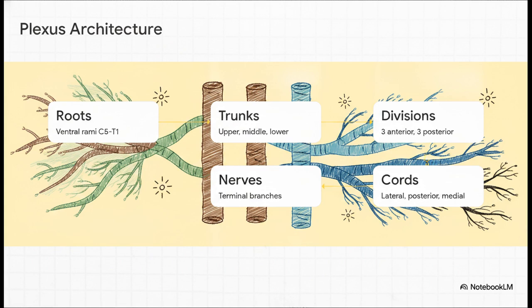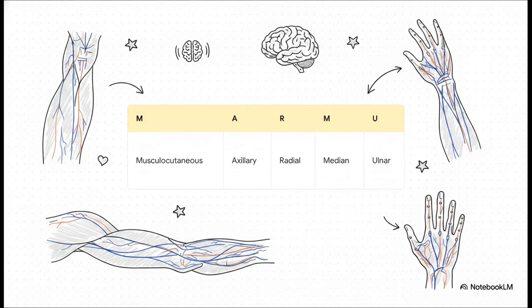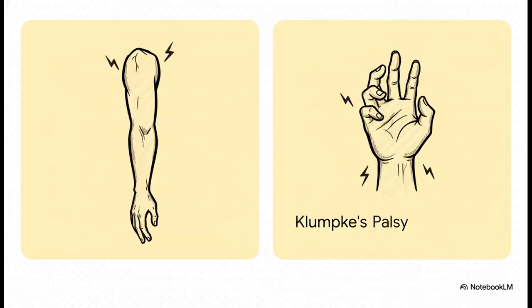So simple. Next hack for plexus branches, lateral to medial. Just think, my aunt, ragged, my uncle. That's musculocutaneous, axillary, radial, median, and ulnar. Seriously, those are free points on exam day. Now let's apply all this to highly tested clinical scenarios.